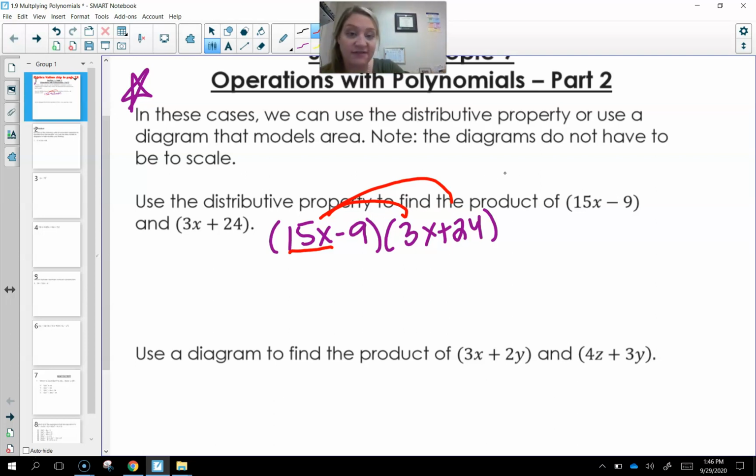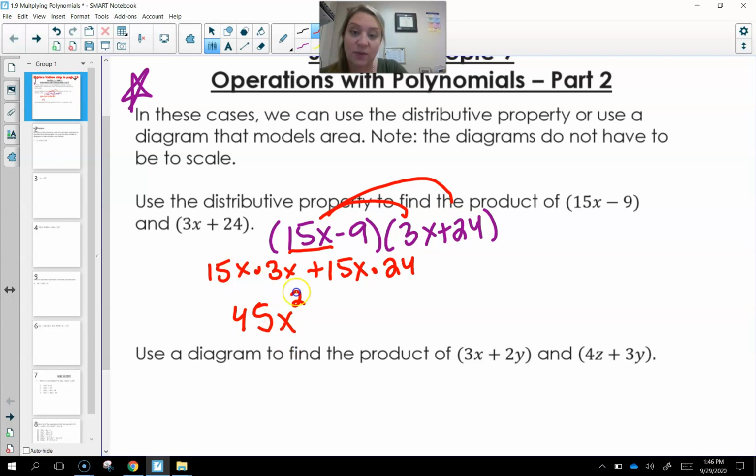So we're going to distribute 15x times 3x. And then we're also going to do 15x times 24. Okay, and it is a positive 15x. I'm going to put a plus sign right there. So I'm going to do 15 times 3, that gives me 45, and x times x gives me an x squared. Next, I am going to do 15 times 24, that's going to give me 360x, and so I had multiplied both pieces by 15x.